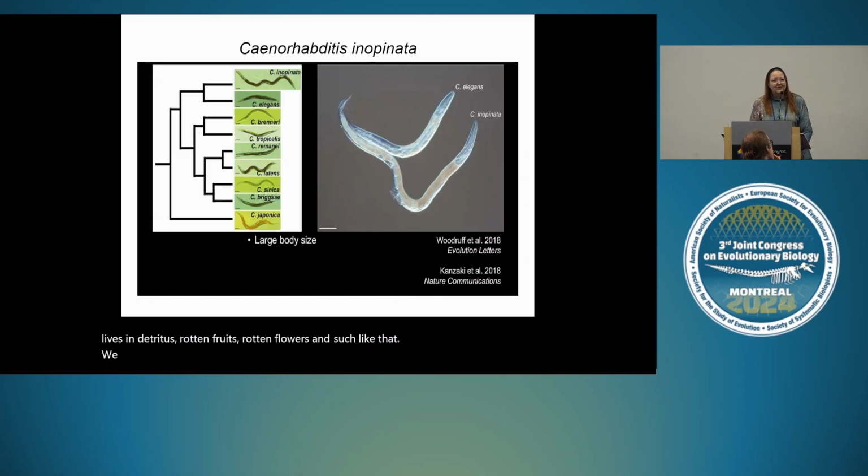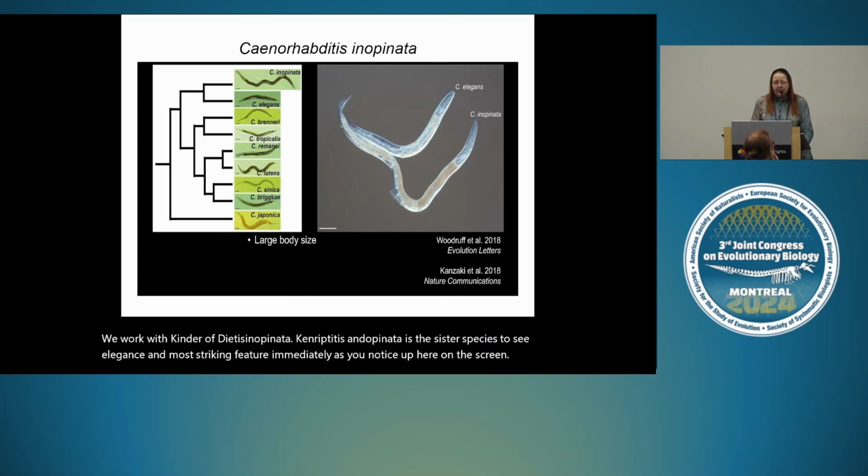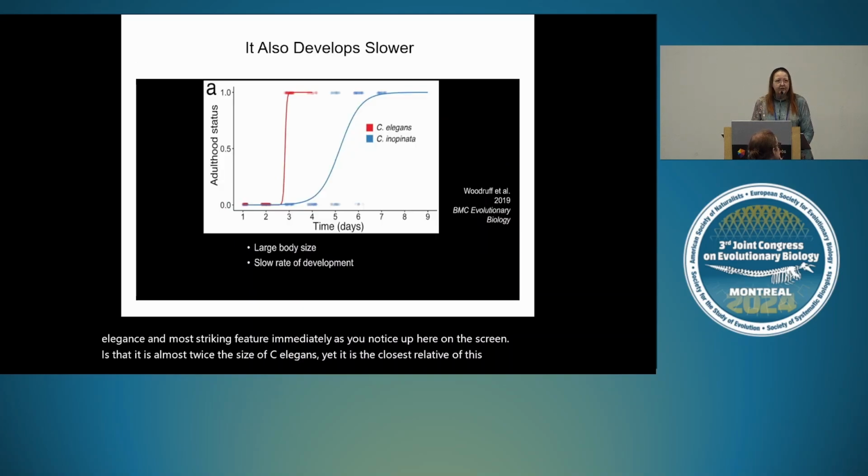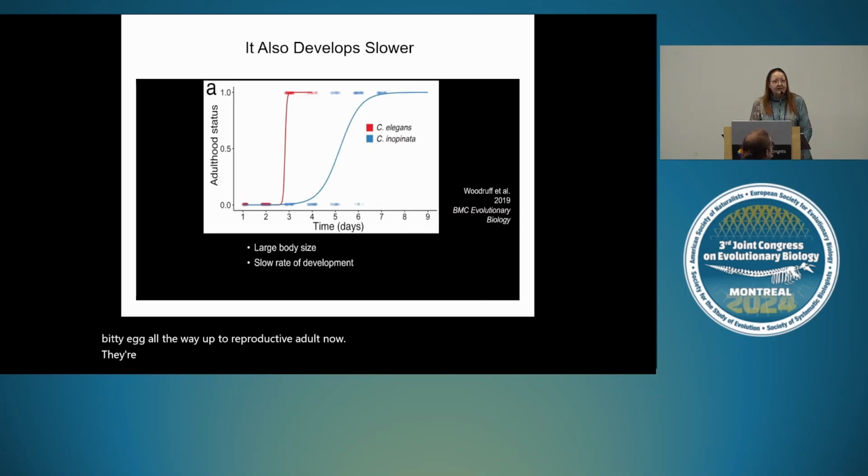We work with Caenorhabditis inopinata. Caenorhabditis inopinata is the sister species to C. elegans, and the most striking feature immediately, as you notice up here on the screen, is that it is almost twice the size of C. elegans, yet it is the closest relative of this species. It also develops much slower. A C. elegans worm will go from egg to reproductive adult in about 3 days. Caenorhabditis inopinata takes about 4 days to go from a little bitty egg all the way up to reproductive adult.